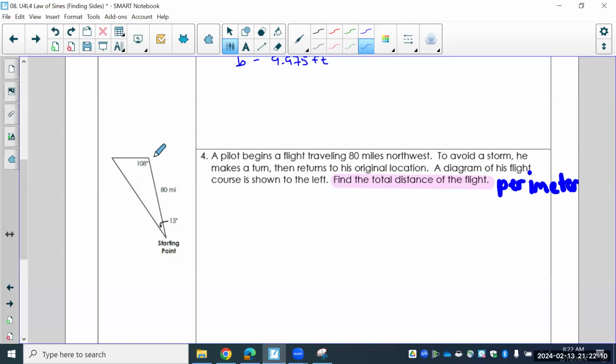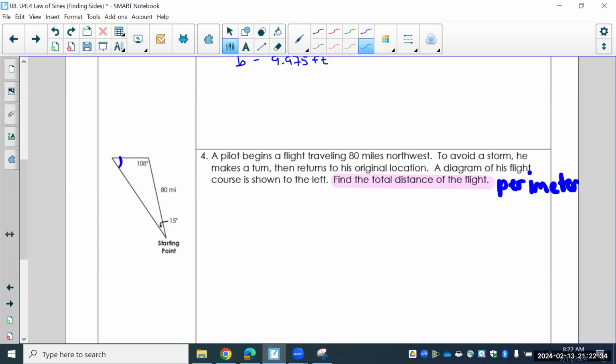So since they provided us a diagram, let's just fill in the other pieces. Okay, so this is 80 miles northwest. You can see that right there. To avoid a storm, he makes a turn, then he returns to his original location. The diagram of this flight course is shown to the left. And so what we need to do now is the same kind of idea. I'm going to start with, what is this angle right here?